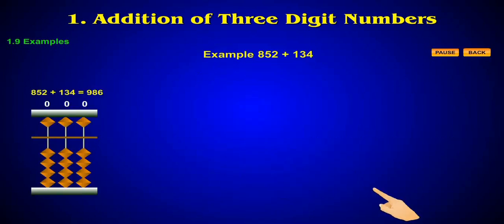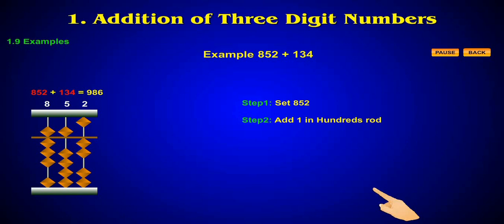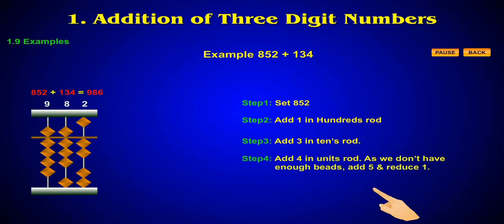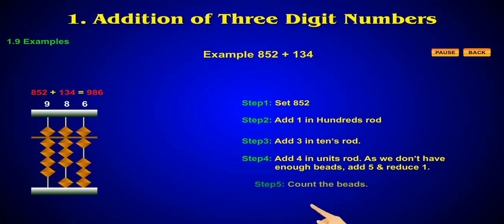Example: 852 plus 134. Step 1. Set 852. Step 2. Add 1 in hundreds rod. Step 3. Add 3 in tens rod. Step 4. Add 4 in units rod. As we don't have enough beads, add 5 and reduce 1. Step 5. Count the beads.